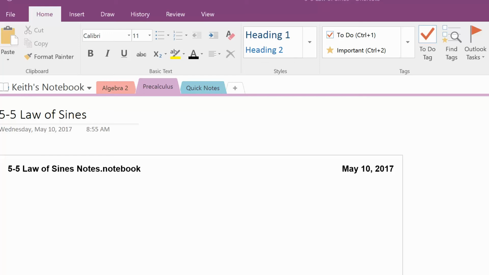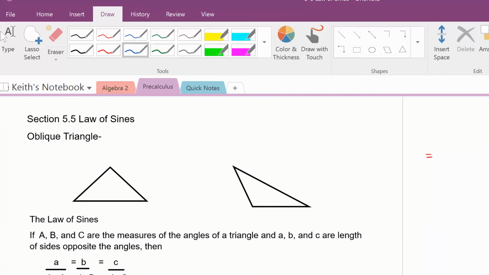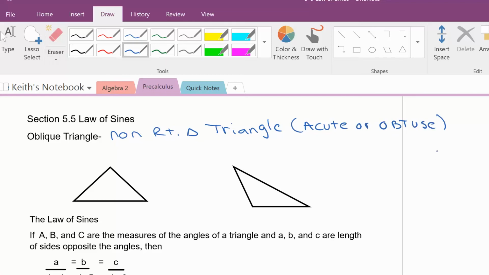Welcome to tonight's video on the law of sines. Today we're going to talk about how you would solve a triangle that is not a right triangle. A non-right triangle is called an oblique triangle. And the two types of triangles that are not right by the angles are acute or obtuse. So in this case, it's either going to be an acute triangle or an obtuse triangle.